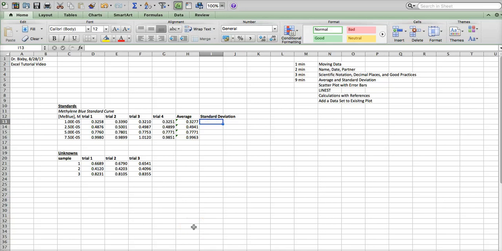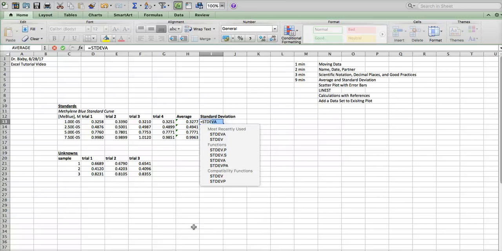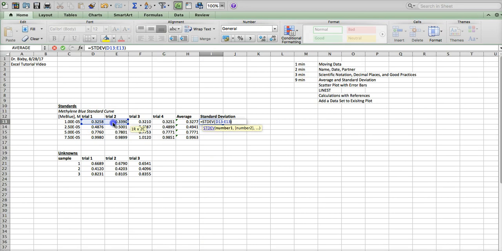Standard deviation is a similar procedure here. We're going to say equals STDEV. Okay, that's all you really need, STDEV right there. And then again, select the numbers that you want to take the standard deviation of. Do not select the average, right? It will give you a standard deviation of that average, but you want to select the actual data points and not the average box. Okay, so I'm going to hit that.